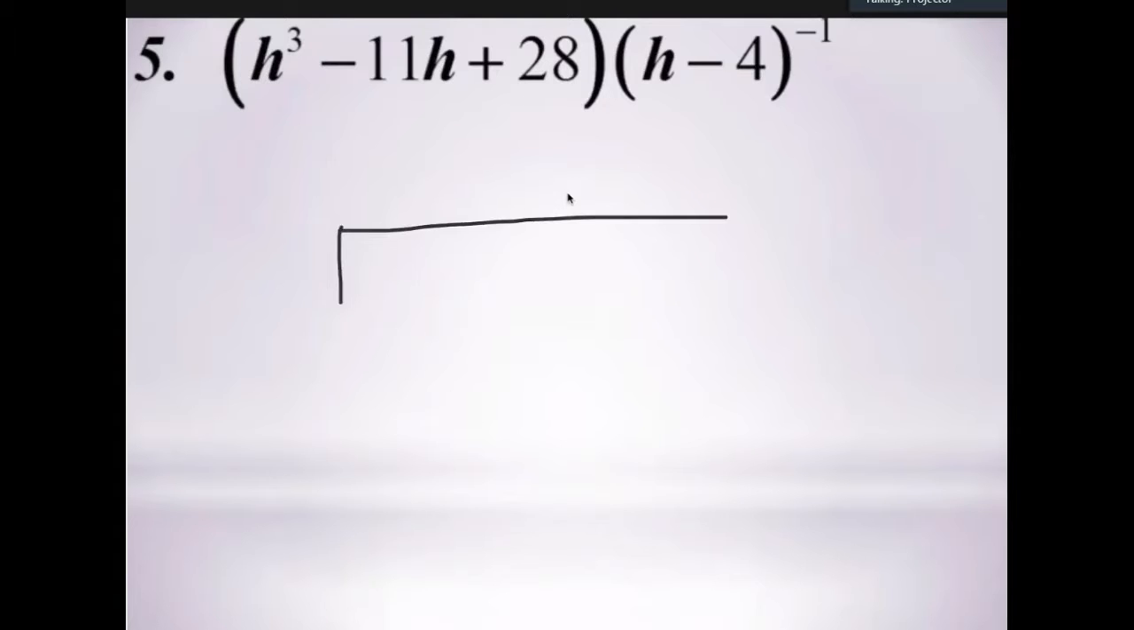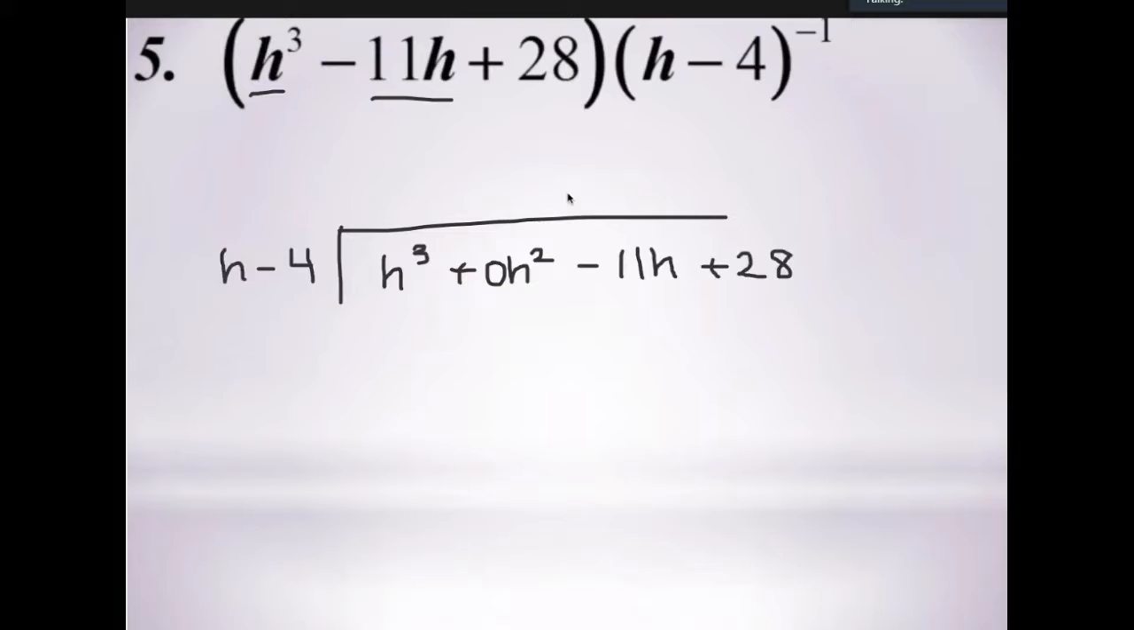So once again, set it up. You have h cubed. Now, what you should notice is this goes from cubed to h. We are missing the squared term. If you are missing a power, you are going to put in a 0 placeholder. So 0 times h squared is 0. Writing in that placeholder does not change anything about the problem. So this becomes h cubed plus 0h squared minus 11h plus 28.